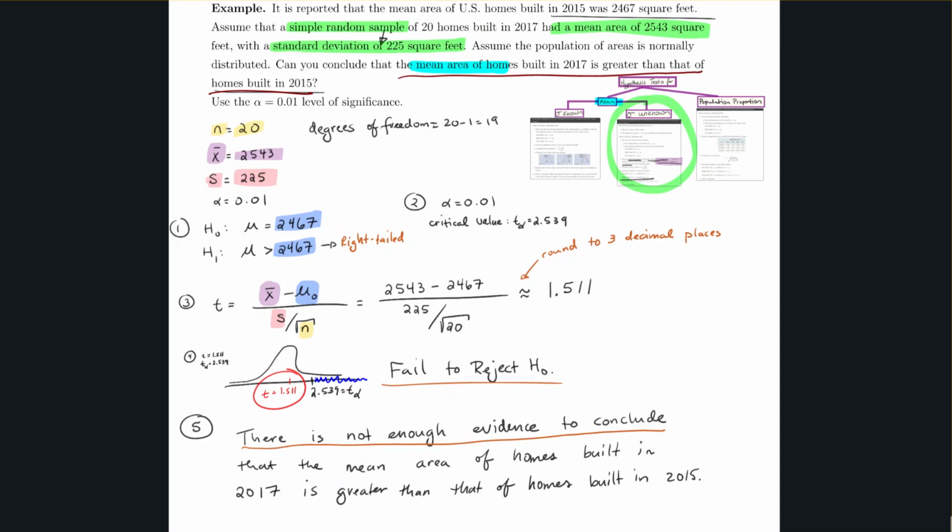So hopefully this has given us some additional practice in not only identifying what type of hypothesis test applies in a particular situation, but then going through that test in an organized and detailed manner.